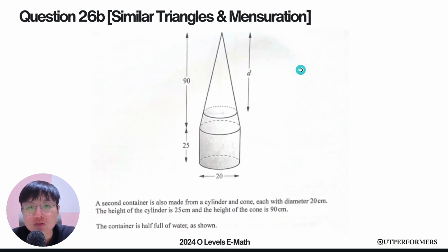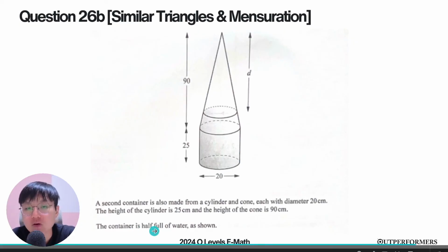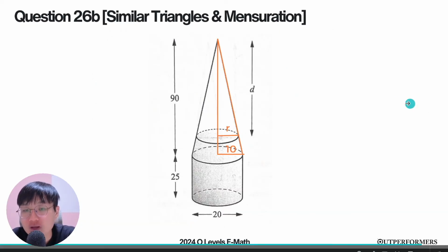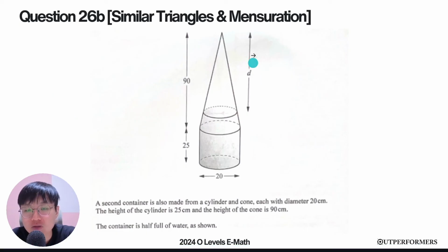Moving on to part B. Part B has a combination of two things. Still your mensuration, that's important, and the concept of similar triangles. So let's take a look at this diagram right now. This diagram, the difference is of course the dimensions, that's number one. And number two is that now your water level actually rolls up a little bit to this point. But the container is still half full. So they actually want us to find the value of D as well. They want us to find the value of D.